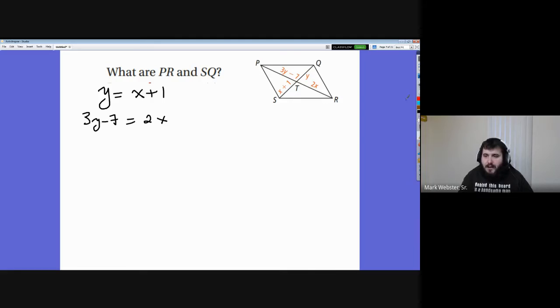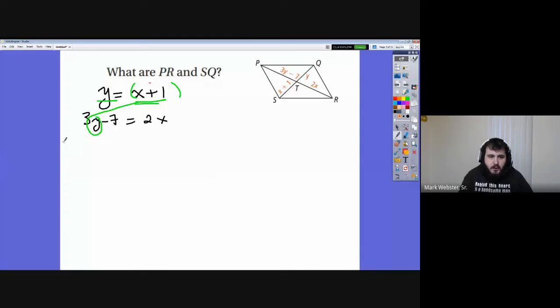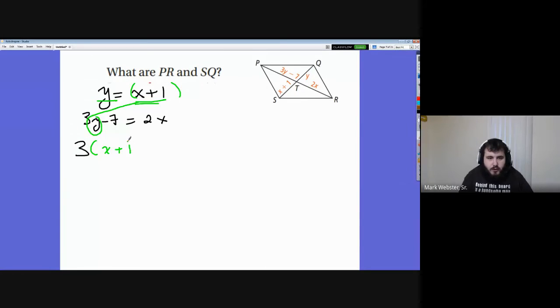And now we already have one variable solved for. We know that y equals x plus 1. So anywhere we see a y, we can just put x plus 1, right? So let's write this out. 3 times y, well, 3 times x plus 1 minus 7 equals 2x. So now we've got one equation with one unknown we can solve very easily.